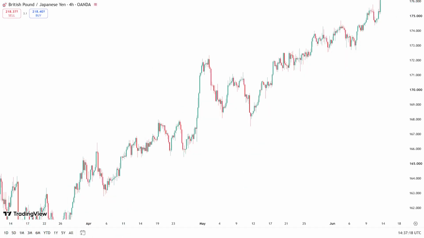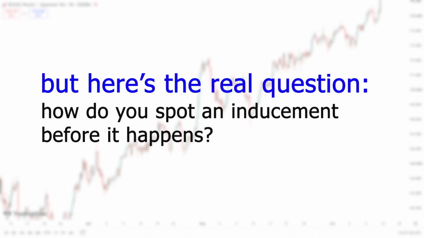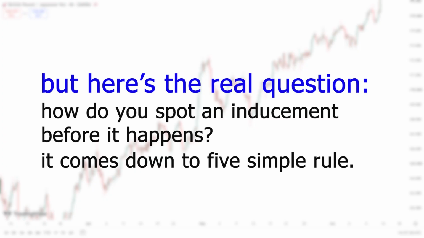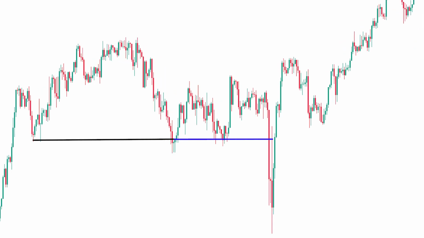So that's what an inducement is. But here's the real question. How do you spot an inducement before it happens? It comes down to 5 simple rules. Rule number 1. The market is hunting liquidity, not higher lows or lower highs.